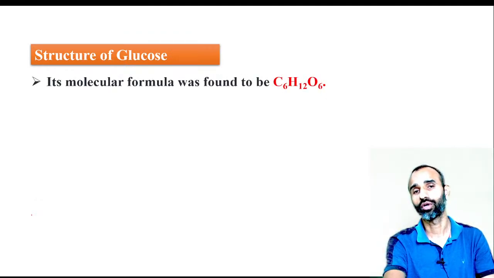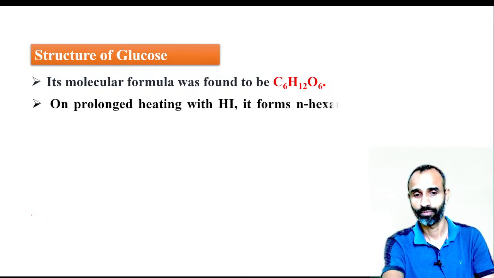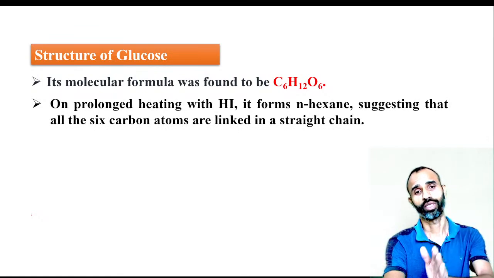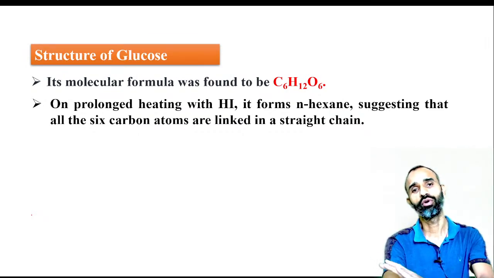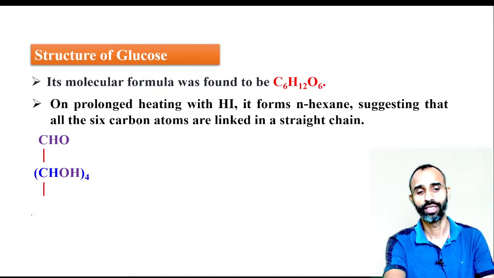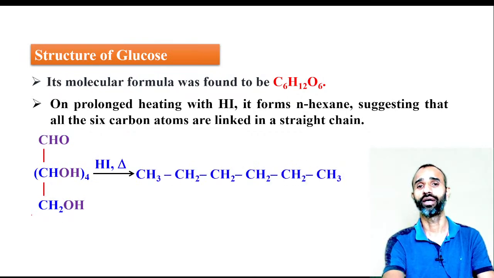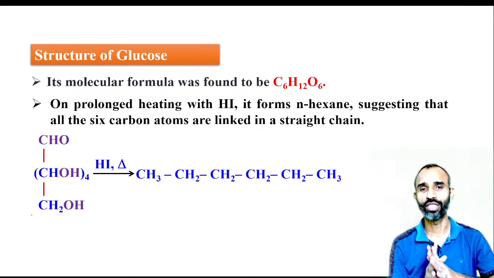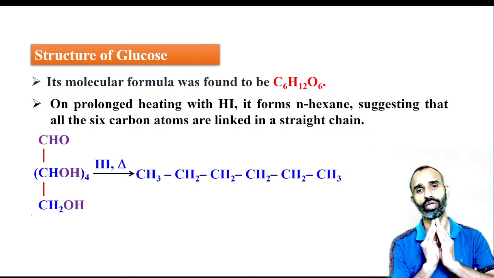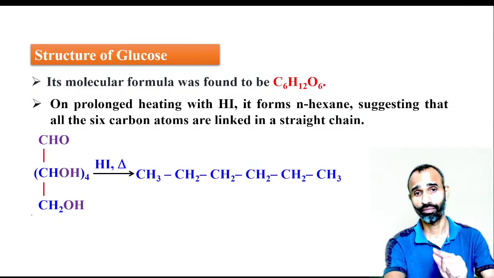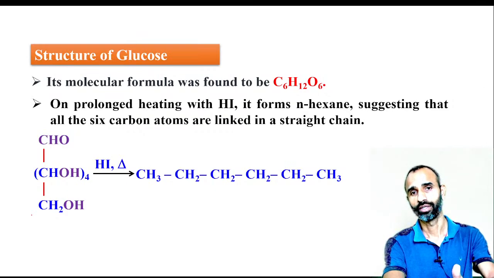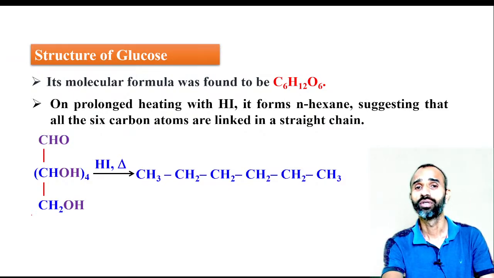So first, the molecular formula was found to be C6H12O6, and if we heat it in the presence of HI, a strong reducing agent, it can be converted into normal hexane. So it indicates that all six carbons are in a straight chain. There is no branching at all. This is the first inference for its structure: these six carbons are arranged in a straight line, as indicated by the reduction of glucose by heating with hydrogen iodide.